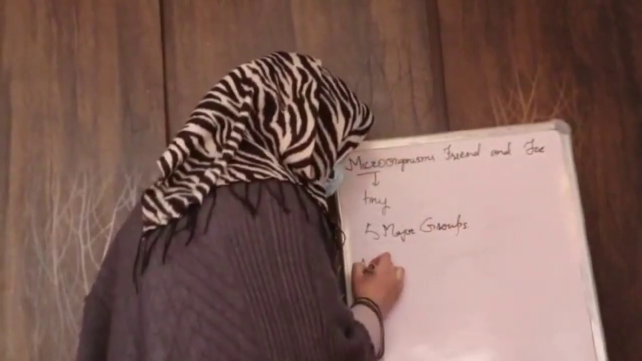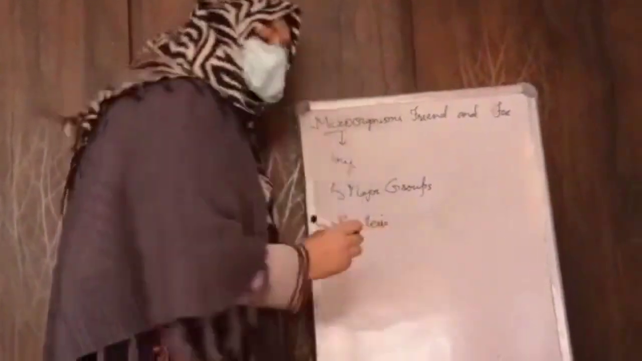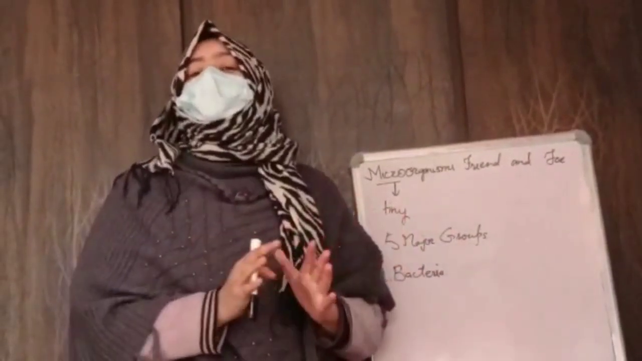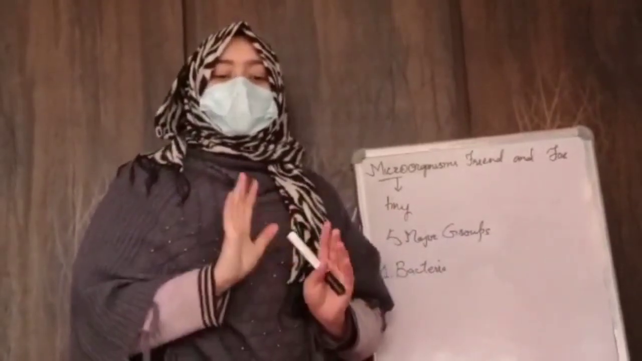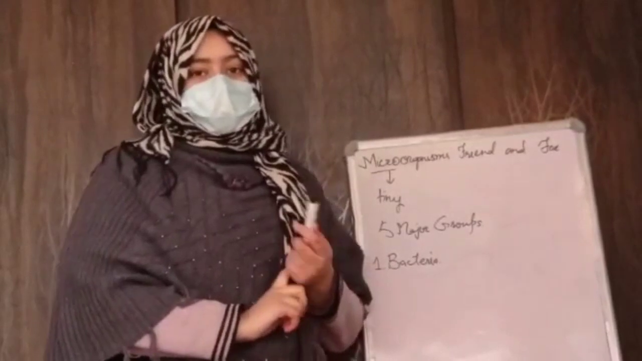The first one is bacteria. The singular of bacteria is bacterium. So what is bacteria? It is a unicellular disease-causing microorganism, which means that it is single-celled, and it has three forms. It can be in a spiral shape, round shape, or rod shape.